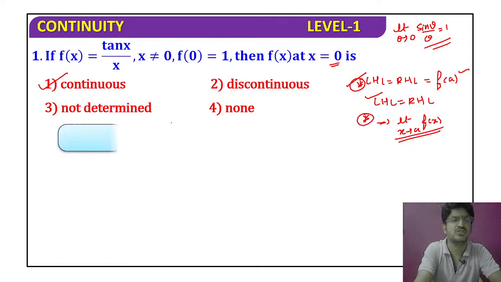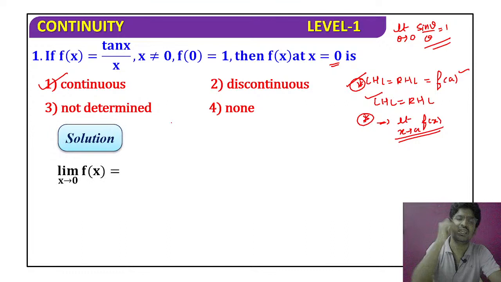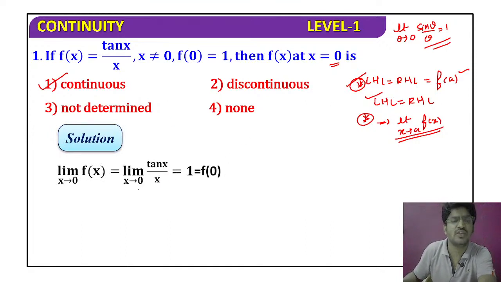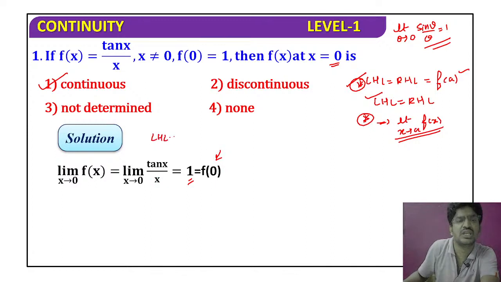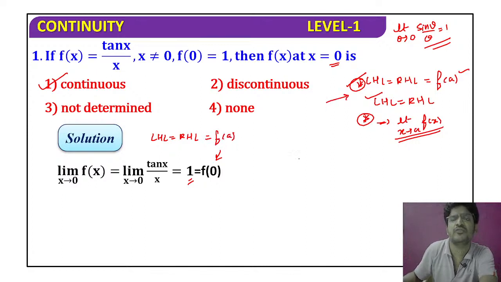Clear? You just see the solution: limit x tending to 0 of f of x. We know that limit x tending to 0 of tan x by x is equal to 1, and that is equal to f of 0. That is nothing but LHL equal to RHL equal to f of a. This is the definition of continuity.